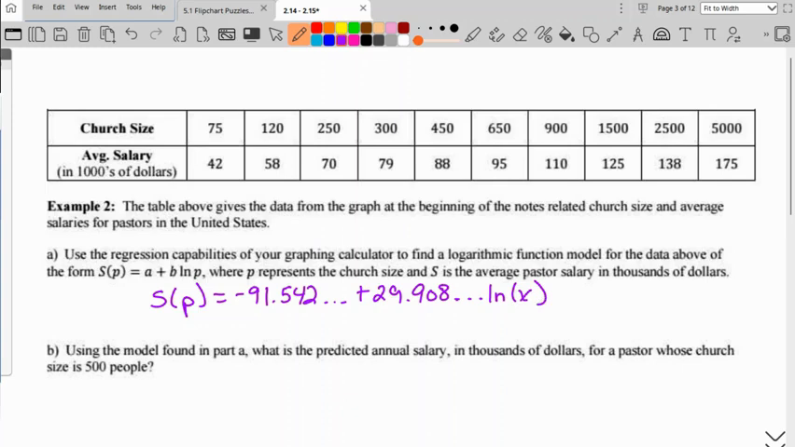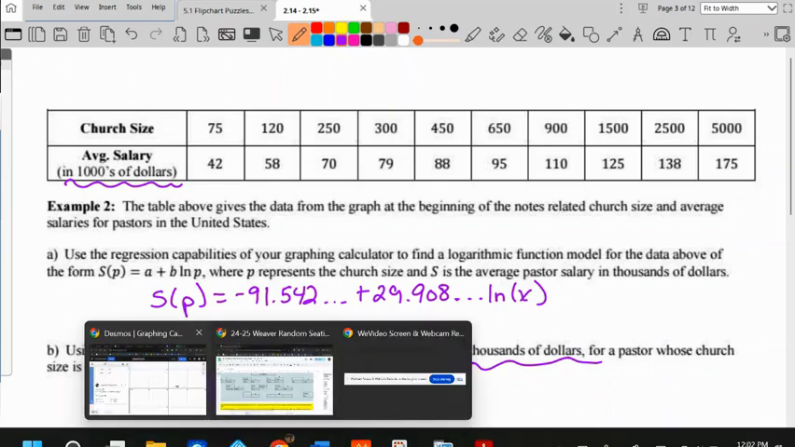Then it says, using the model found in Part A, what is the predicted annual salary in thousands of dollars? And by the way, let's go look at this. Okay, it is given in thousands of dollars, so we don't have a conversion that we need to do there. This is for a pastor whose church size is 500 people. That means we just want S of 500. So let's go back to the Desmos calculator and practice that.